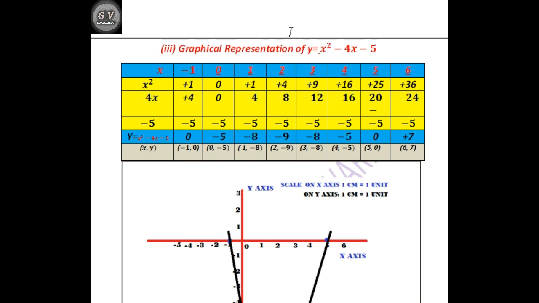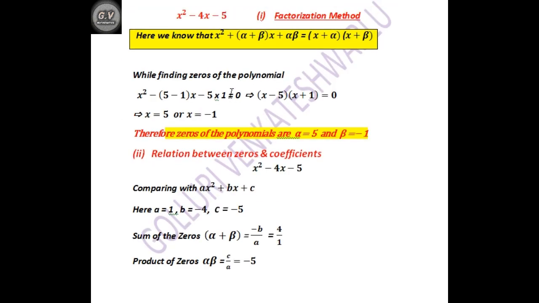By using graphical representation, how to find the zeros? Look at here. What is the least zero, Nana? According to the factorization, already we derived this one. So we obtain two zeros. The least zero is -1. The highest zero is 5.